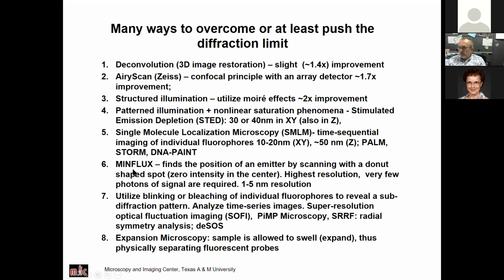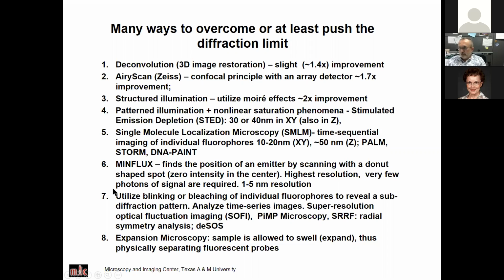Now, a relatively new technique, MINFLUX, which is so far the highest resolution technique, is sort of a combination of patterned illumination and single molecule localization. This technique can get down to about 1 nanometer resolution. So you're now looking at molecular resolution. There are some other techniques. These typically require specialized microscopes and hardware, which means complications and money involved.